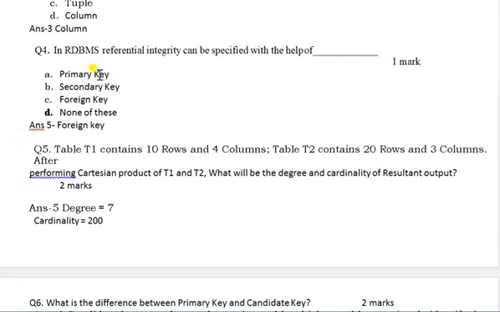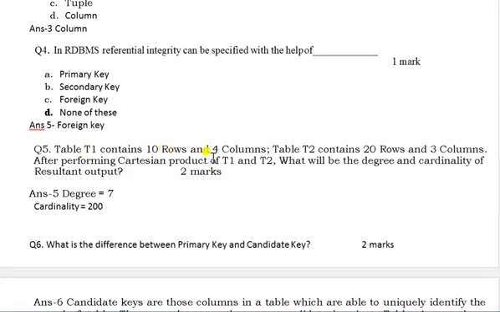Question number 4. In RDBMS, referential integrity can be specified with the help of which one? That is foreign key. Question number 5. Table T1 contains 10 rows and 4 columns. Now table T2 contains 20 rows and 3 columns. So you have to perform the Cartesian product on both T1 and T2.